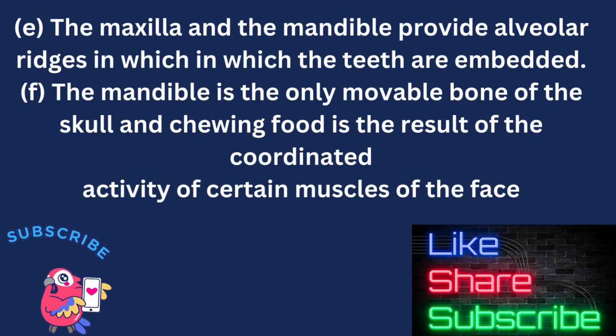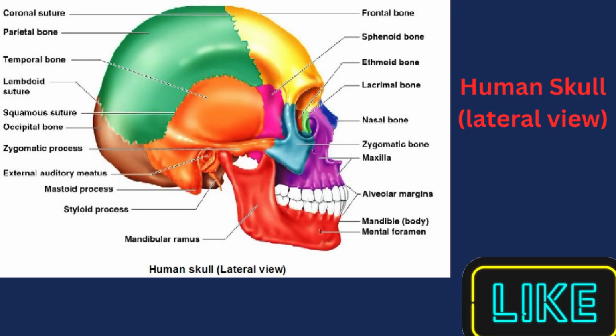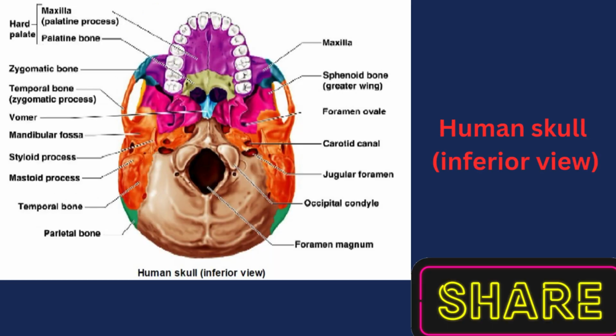E. The maxilla and the mandible provide alveolar ridges in which the teeth are embedded. F. The mandible is the only movable bone of the skull, and chewing food is the result of the coordinated activity of certain muscles of the face. Bones of the skull. Human skull lateral view. Human skull superior view. Human skull inferior view.